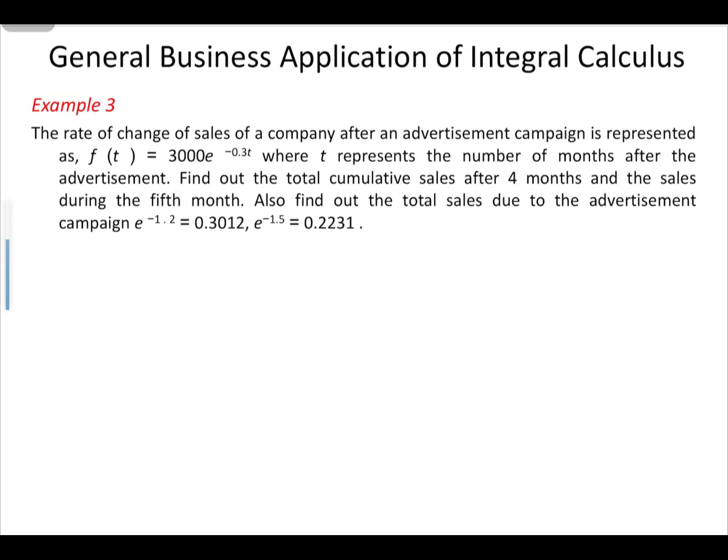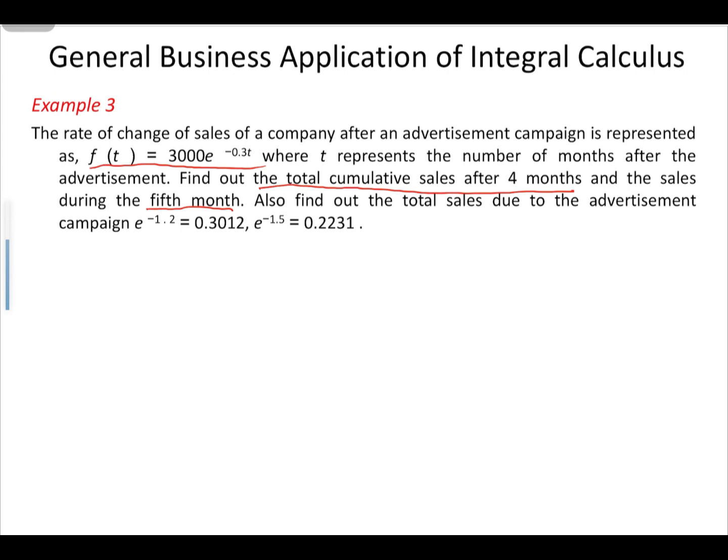So let's look at another set of the general business application of integral calculus. The first example: the rate of change of sales of a company after an advertisement campaign is represented by f of t equal to 3000 e to the power negative 0.3t, where t represents the number of months after the advertisement. We should find out the total cumulative sales after 4 months, and also the sales during the 5th month.